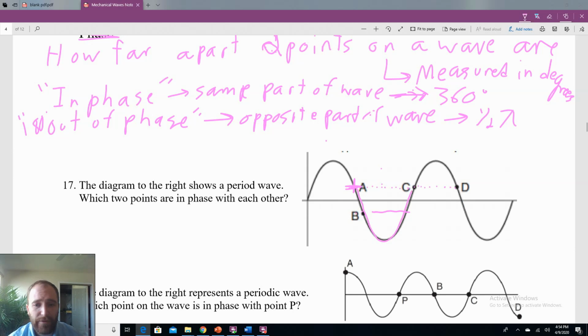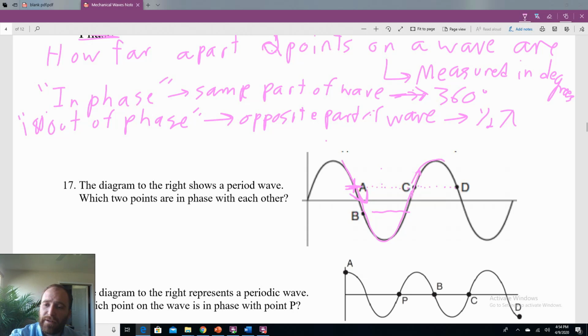Now, the answer is not A and C. The reason is this. See how if you're tracing with your finger at point A, you'd be going downwards, traveling down along this slope? Point C, if you were following with your finger, you're going up that slope, up this way. That's not the same part of the wave. The medium is moving in a different direction, so it's not A and C.